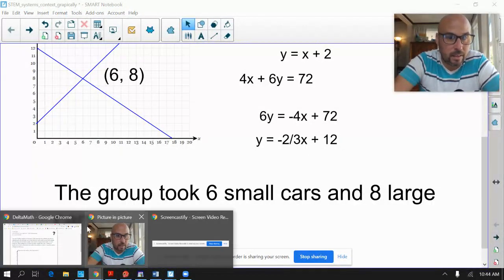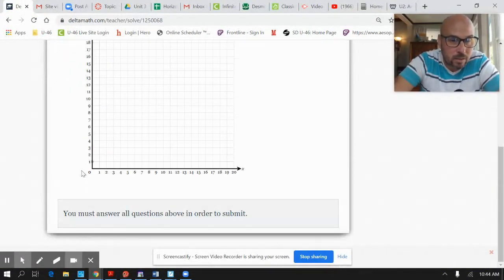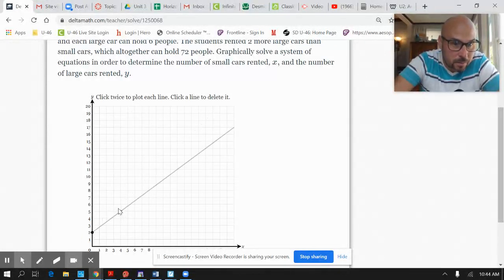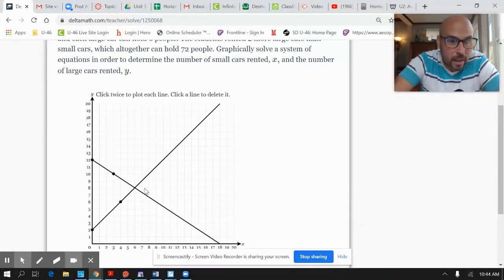And then let's see here. One of them was y. So to do it on Delta Math, click twice to plot a line. That first one was y equals x plus 2, making sure that the slope is positive 1. The other one was negative 2/3 x plus 12. So the 12 is the y-intercept, down 2 over 3. And the intersection is 6 comma 8.